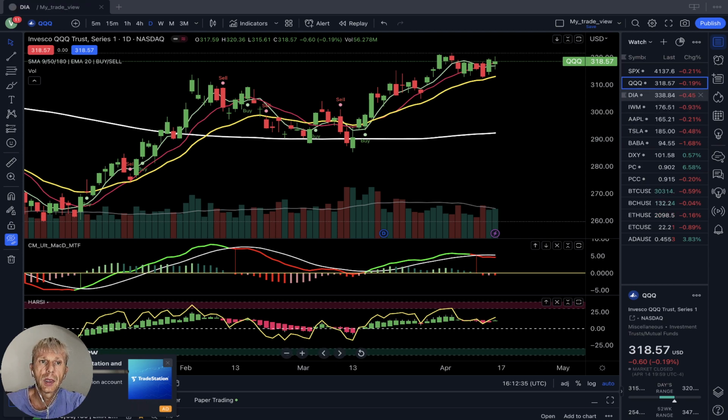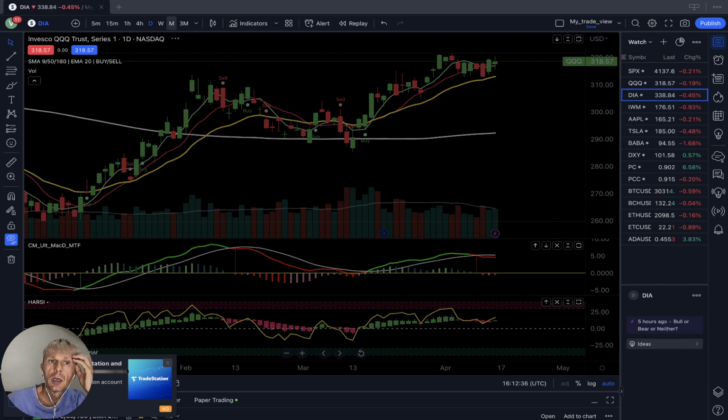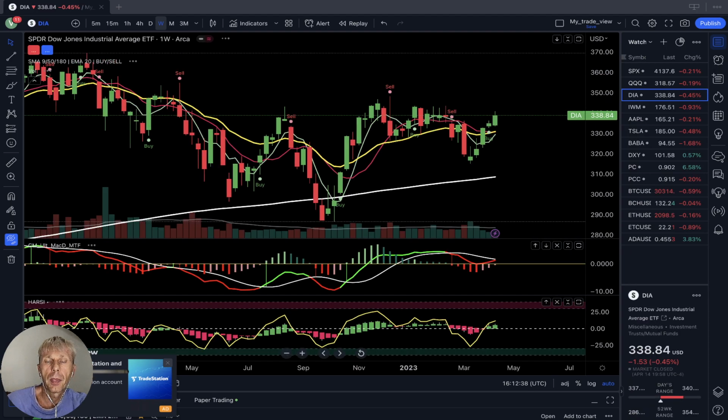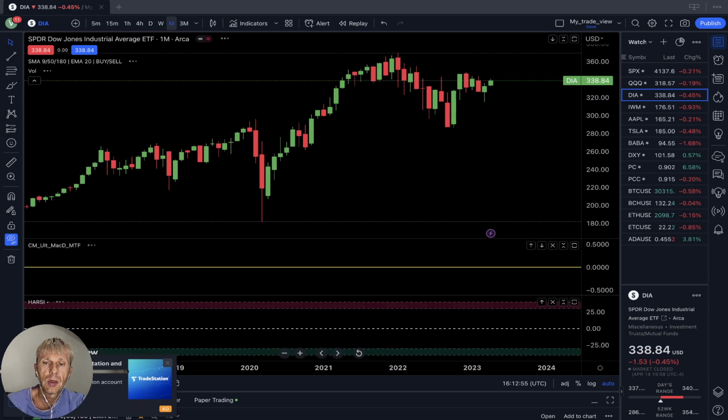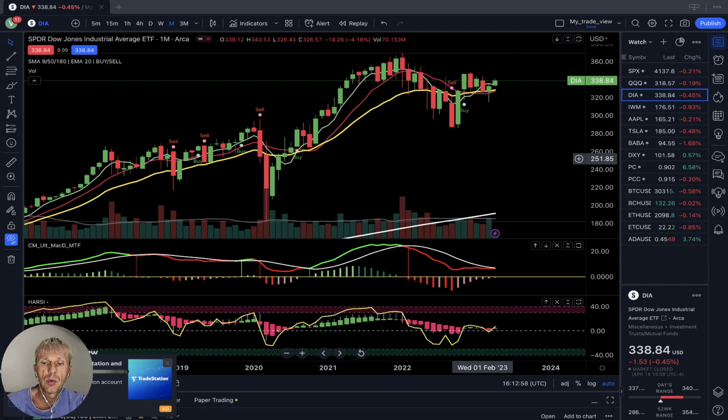Dow Jones, let's move to Dow Jones. Dow Jones weekly also positive. Weekly is a positive buy signal, all indicators bullish, even MACD ready for bullish crossover. Dow Jones weekly bullish. Monthly, let's see Dow Jones monthly. It's in the mixed mode, right? More positive. MACD ready for bullish crossover.